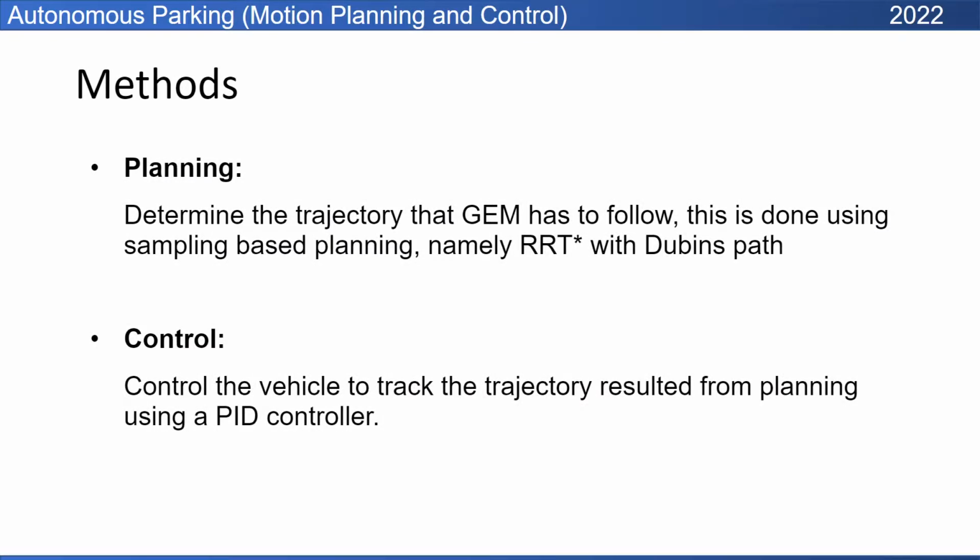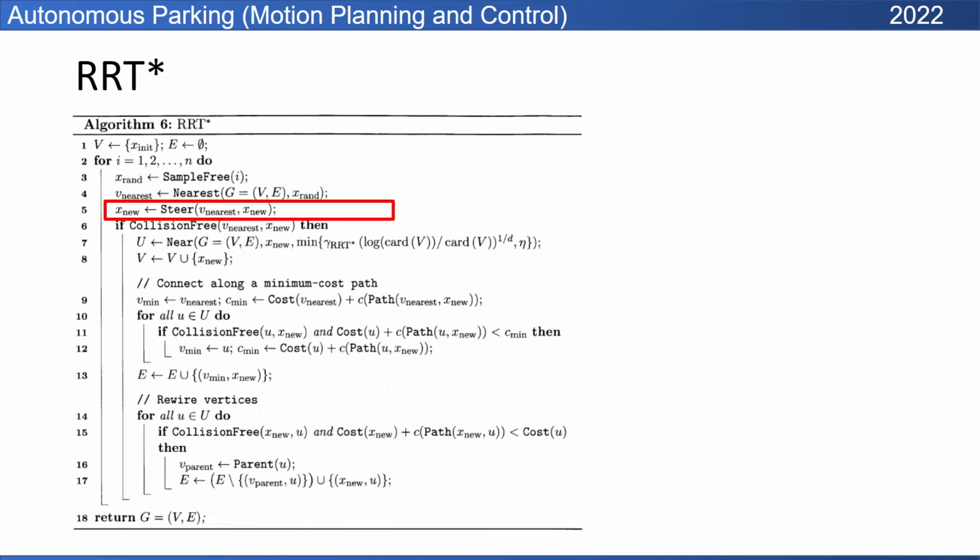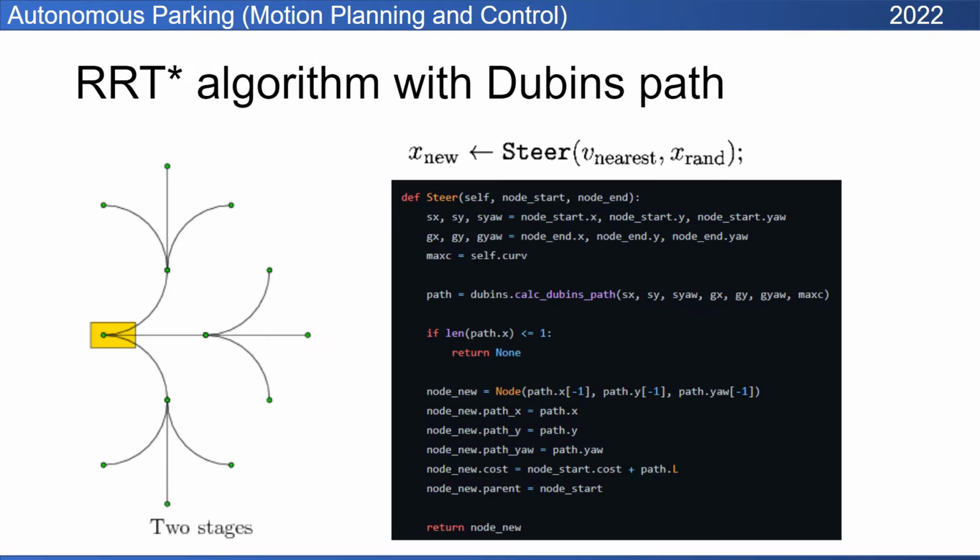Okay, here are the methods we use. First, the motion planning part. We use the RRT-star algorithm to get a sequence of waypoints from the start position to the end position. For the steering function, which is one of the most important steps in the RRT-star algorithm, we implement a two-stage Dubins reachability tree to check which of the sampling nodes can be reached. If a node is reachable, we conserve it. If not, we ignore it.